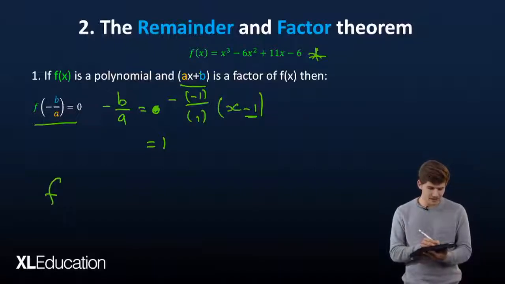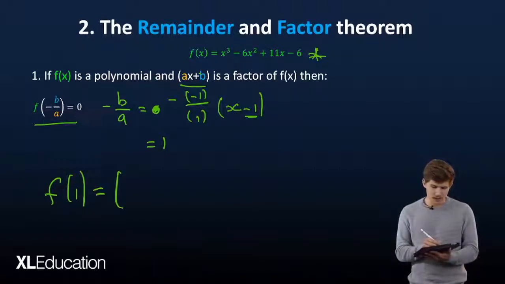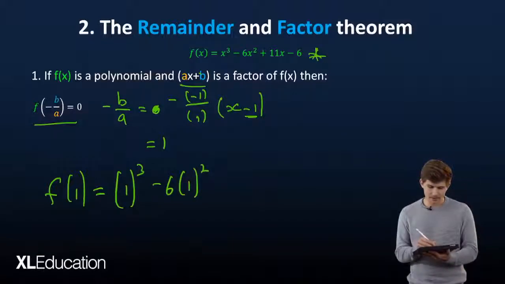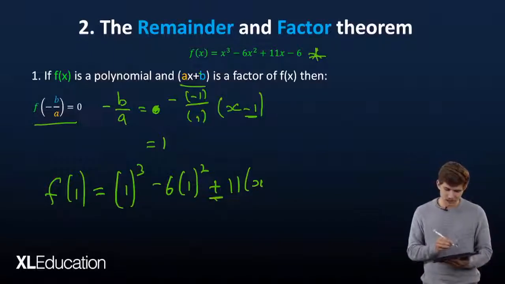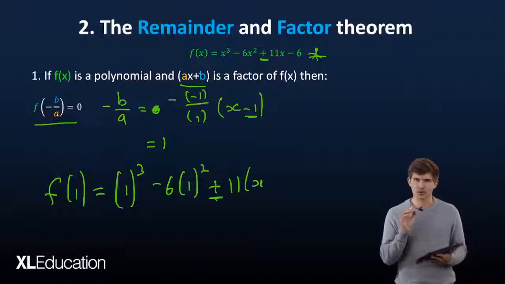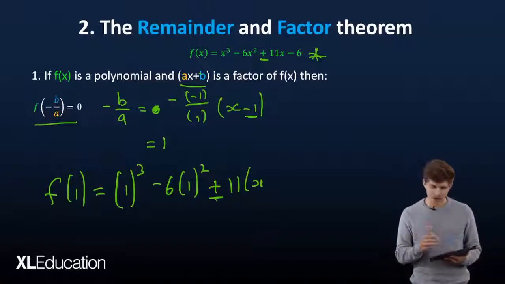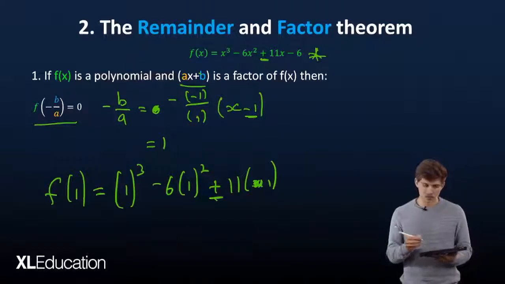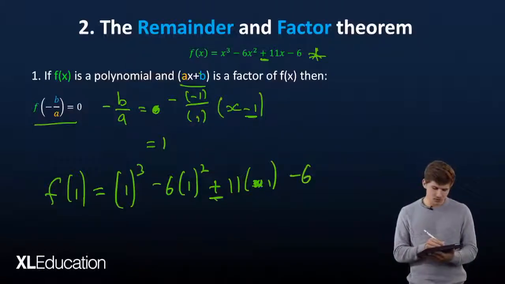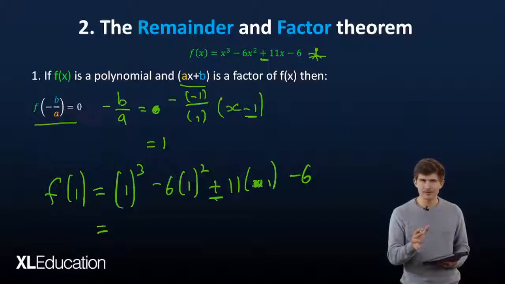So f of 1 equals 1 cubed minus 6 times 1 squared plus 11 times 1 minus 6. Don't forget these. This is where we'll lose marks, making careless errors like that. So keep in mind your signs, your squares, your cubes, keep in mind where those are. So let's quickly rewrite this. If you guys want, work along with me on this section so that you keep pace with what I'm doing and know what to do.